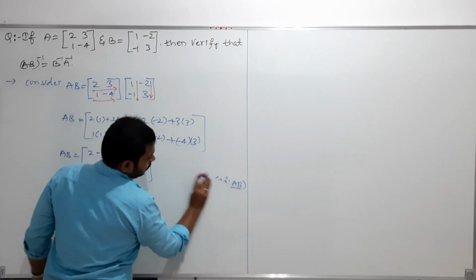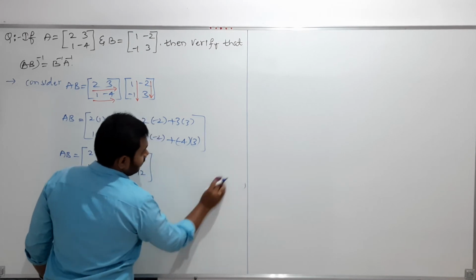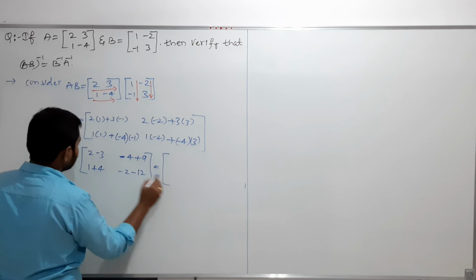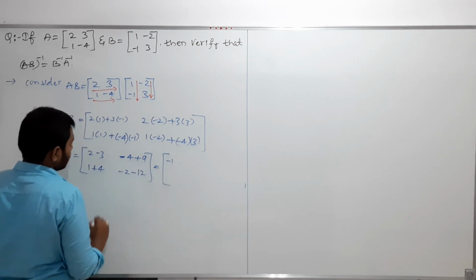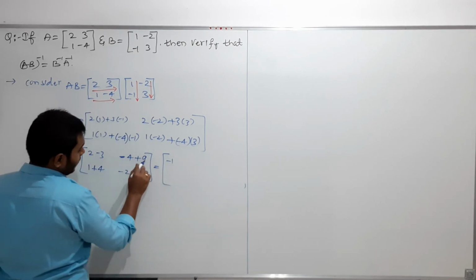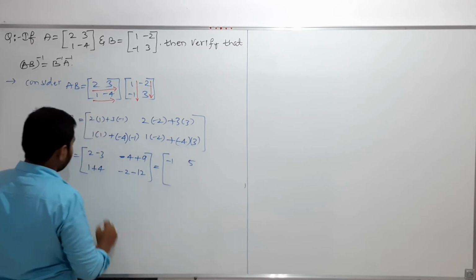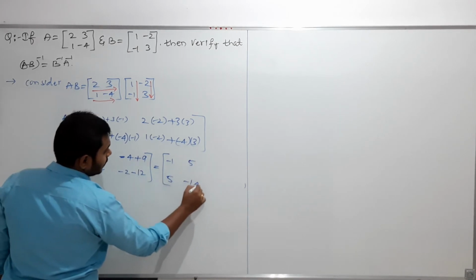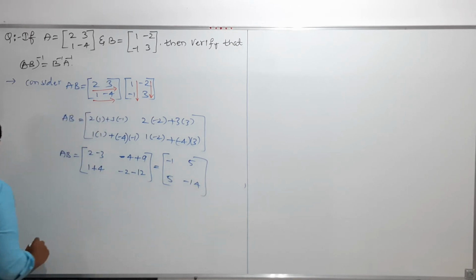Clear? So therefore, if you further simplify, you will get: 2 minus 3 is minus 1; minus 4 plus 9 is plus 5; 1 plus 4 is 5; minus 2 minus 12 is minus 14. So this is what your AB is.